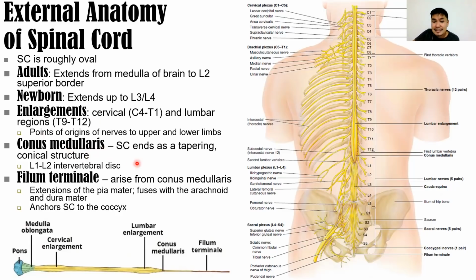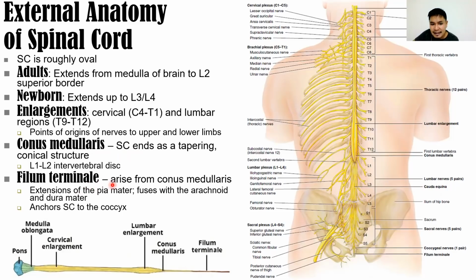Your conus medullaris is the tapering of your spinal cord. Where your spinal cord ends, it will taper and form a conical structure, like a cone. That's why we call it your conus medullaris. So your spinal cord ends as a tapering conical structure at the L1 to L2 intervertebral disc.